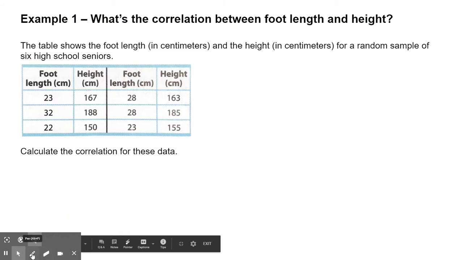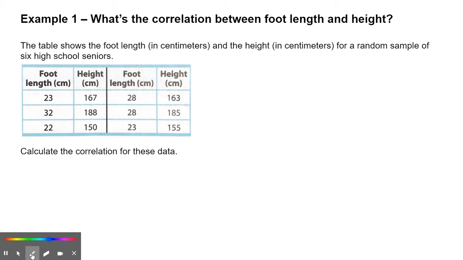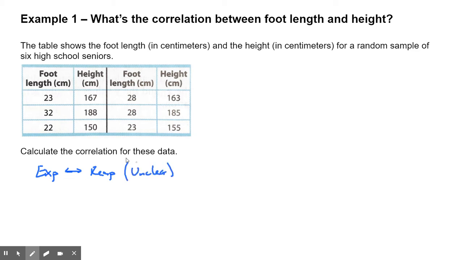All right, so example 1, what's the correlation between foot length and height? The table shows the foot length in centimeters and height in centimeters for a random sample of 6 high school seniors. Calculate the correlation for these data. First off, I want to talk about which is the X or the explanatory and which is the Y or the response. And to be honest, when you have these two measurements, foot length and height, it doesn't matter. Either one could be the explanatory or the response. It's unclear which one should be which, right? One doesn't predict the other.